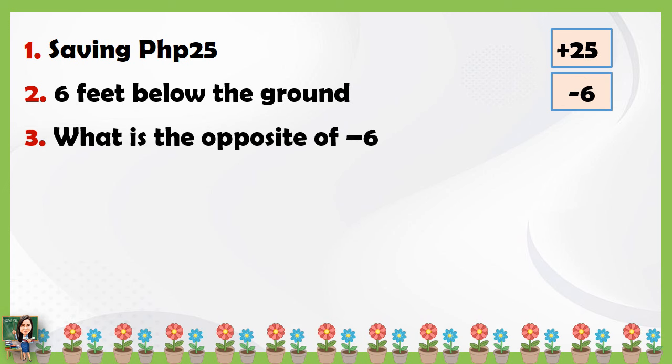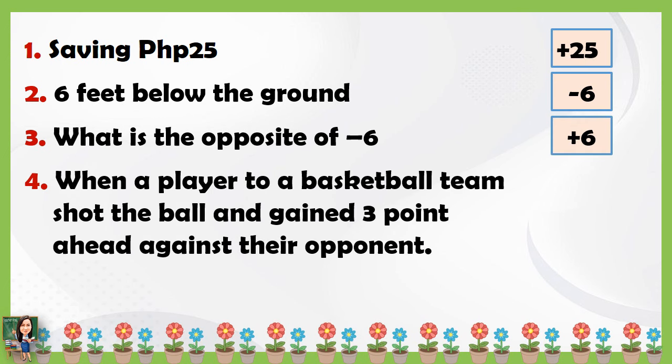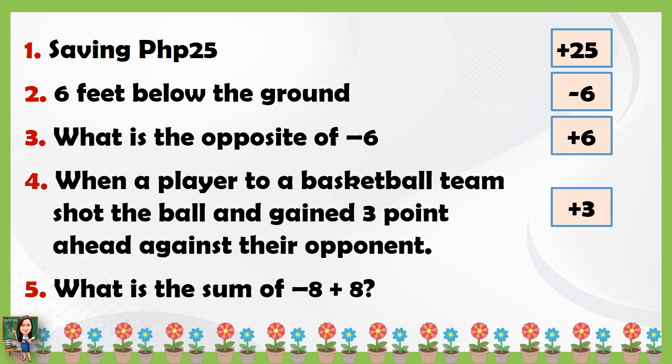Number 3. What is the opposite of negative 6? Very good! The correct answer is positive 6. Number 4. When a player of a basketball team shot the ball and gained 3 points ahead against their opponent. What is 3 points? Is it positive or negative? Very good! The correct answer is positive 3. Number 5. What is the sum of negative 8 plus 8? Very good! The answer is 0.